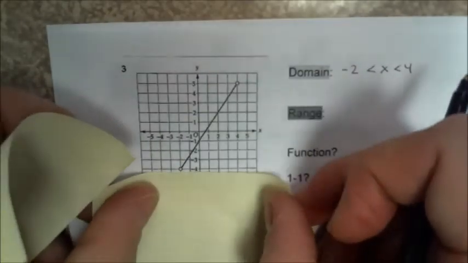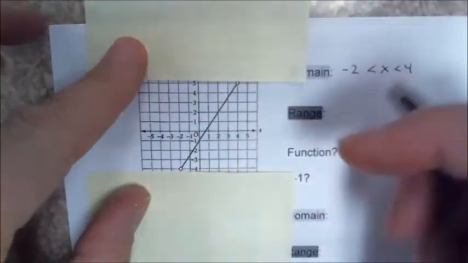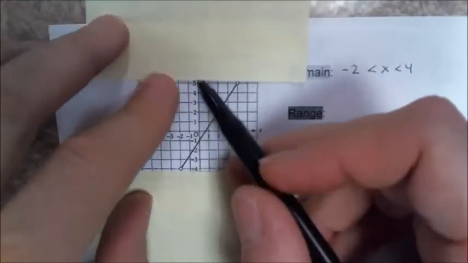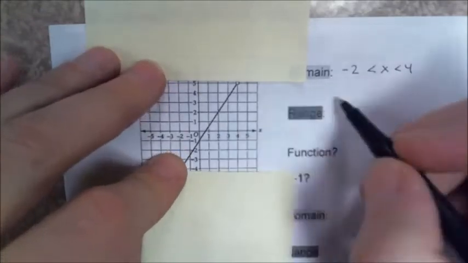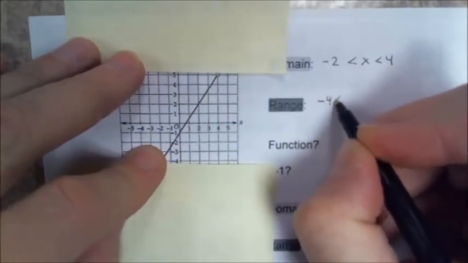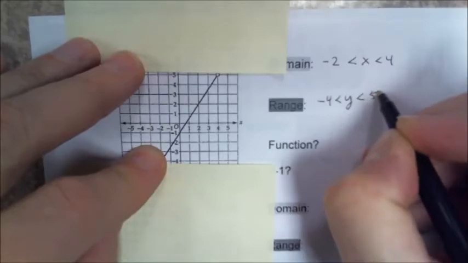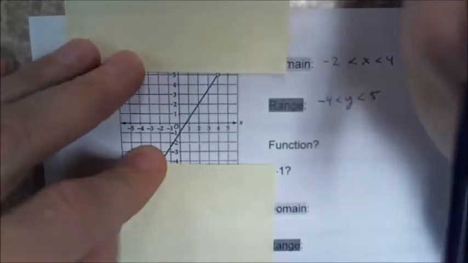Well, the range is lowest to highest. Well, what's the lowest on here? Down to -4, up to +5. Remember, we're going on the y-axis here. So the range is -4 is less than y is less than 5. Bottom to top for range.